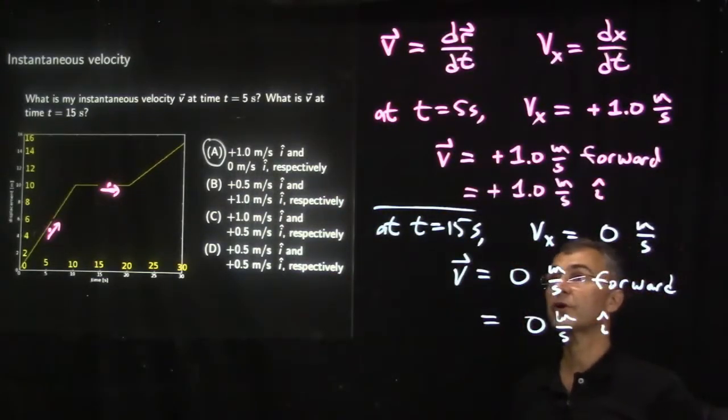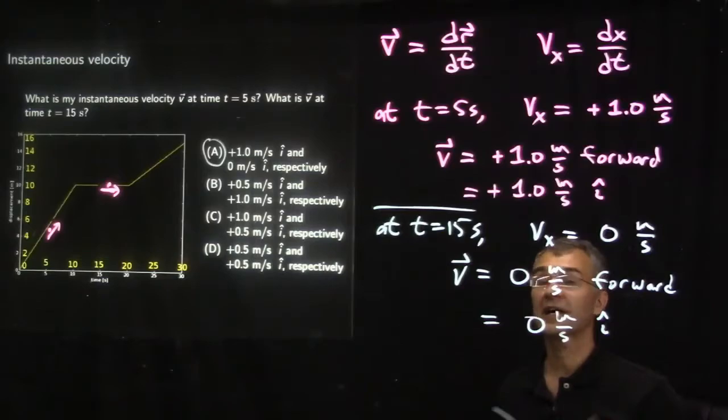So plus 1.0 meter per second i hat, which is the same as saying forward, and 0 meters per second i hat. i hat is the same thing as saying forward.